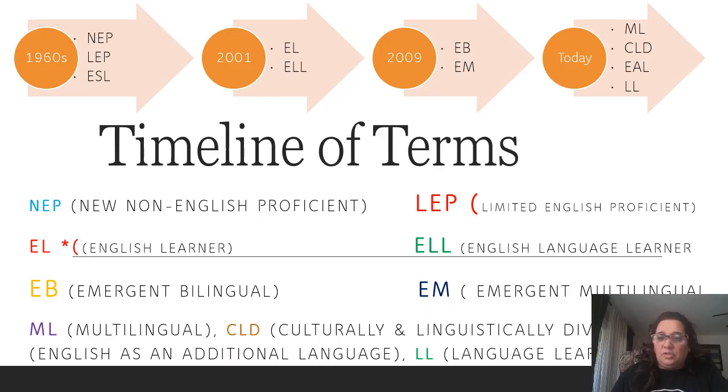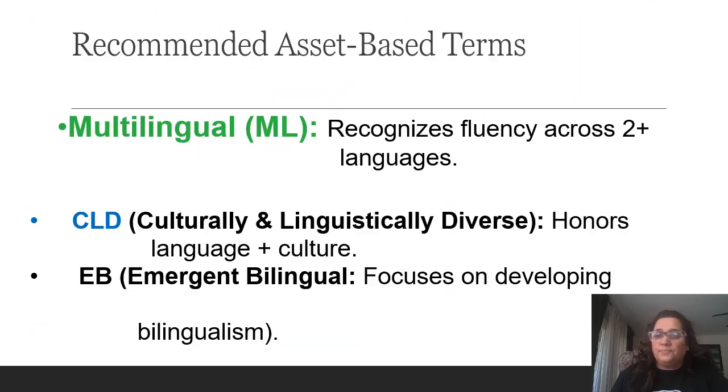EM, emergent multilingual. Today, we use many different acronyms like ML, multilingual, CLD, culturally and linguistically diverse, EAL, English as an additional language, and LL, which is language learners.